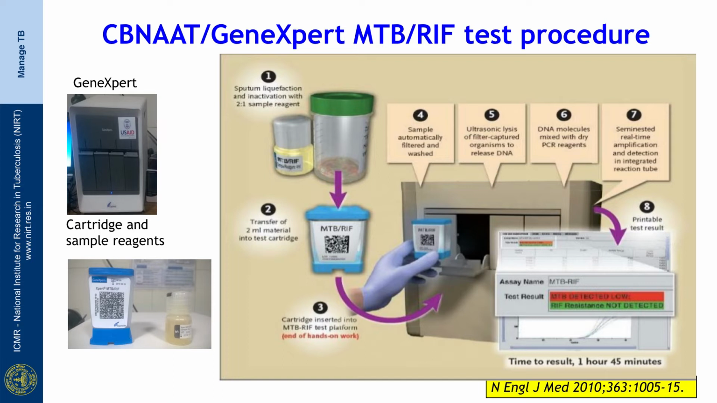This cartridge is then placed into the module of the GeneXpert machine, where the sample is filtered, washed, and the DNA is released, and the DNA is also mixed with the PCR reagents. Following this, a semi-nested real-time amplification occurs within this machine, and the results are seen through a desktop or a laptop screen, and a printable result is obtained.